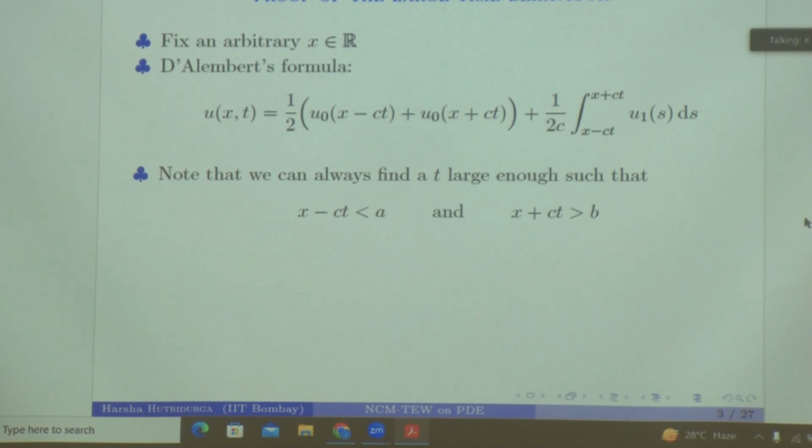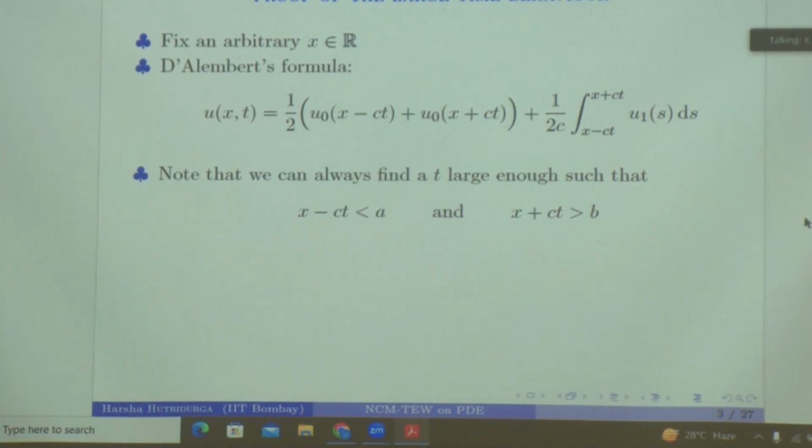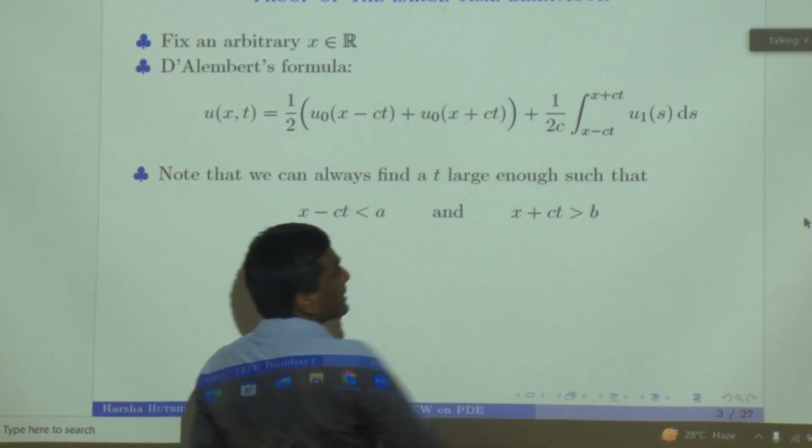Why are we wanting this to happen? Because this is where u0 is evaluated. u0 is evaluated at x minus ct and x plus ct. And if we make sure that these two are outside the interval AB, essentially the contribution of u0 is gone, because u0 has compact support in AB only. Outside AB it is 0, so its contribution is gone, and the only thing that matters is this.